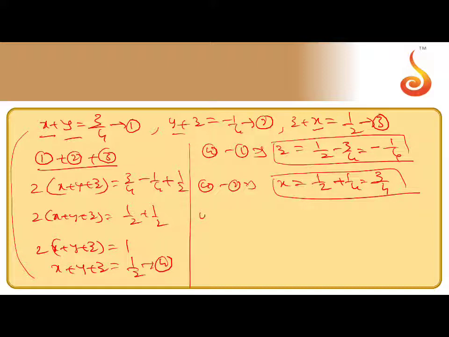Next 4 minus 3 you can take it. If you take 4 minus 3, so what is cancel? X and z cancel, get y. Only left out that one. So 1 by 2 minus 1 by 2, that is 0. So y value 0, you got it here.